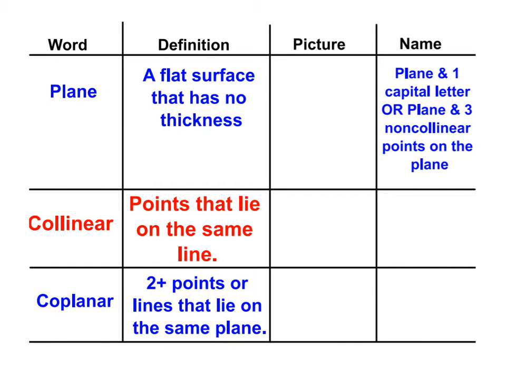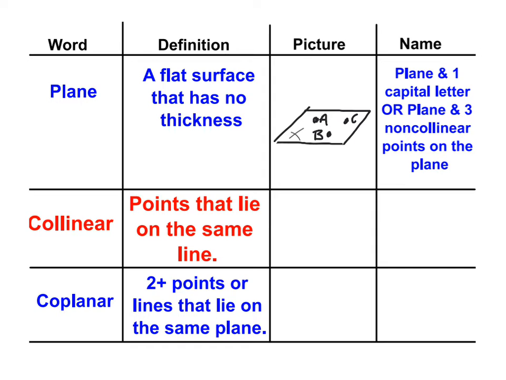The next word is plane. A plane is defined as a flat surface that has no thickness. In a picture, a plane is going to look like this. So there I drew a plane, and I also added 3 points on my plane, point A, point B, and point C. Sometimes planes are also named with a single capital letter, and that single capital letter will be drawn in one of the corners. So there's 4 corners to our plane. I'm going to go ahead and put it in this corner here, and that will be a capital letter.